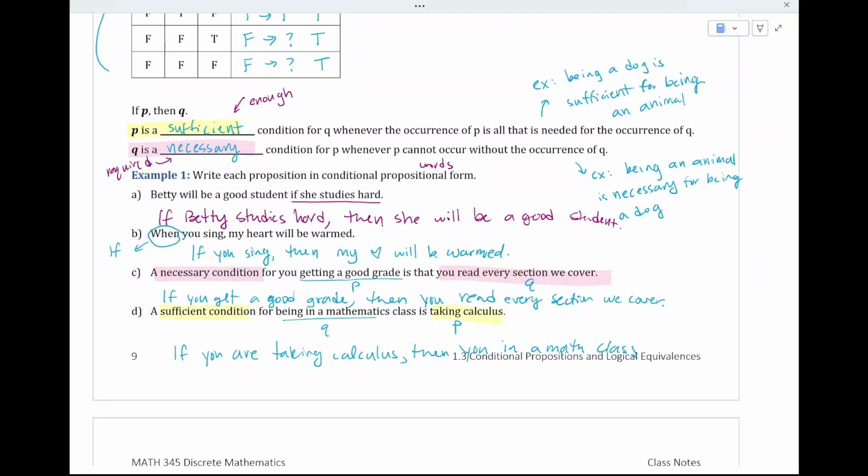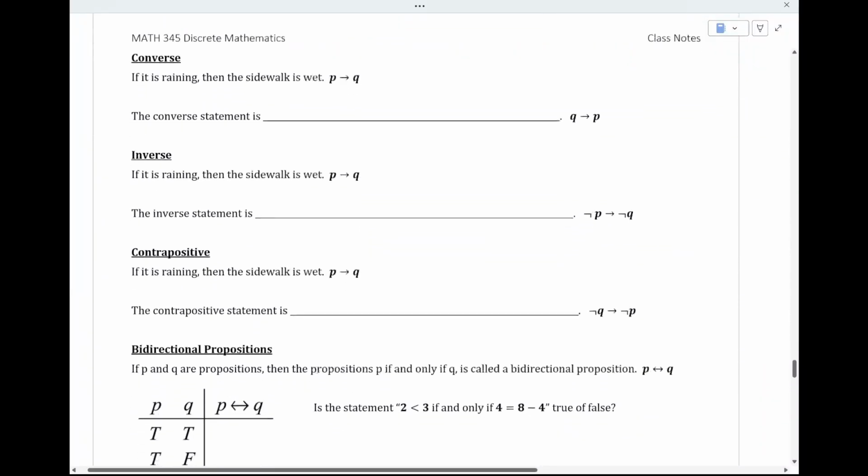There are other ways to get a good grade in this class, but one of the ways is you have to read every section. That is a necessary way. But it maybe isn't the only thing you have to do. You might also have to do other things, but it is one of the required things. So that's necessary versus sufficient. We are ready to move on to different types of statements.